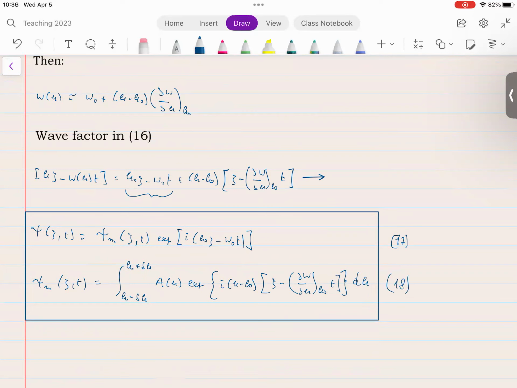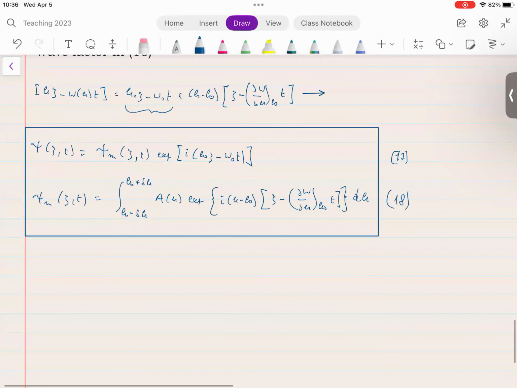Equation 17, psi is a wave packet. It's carried by a carrier wave with frequency omega 0 and wave number k0 that is modulated by the amplitude function psi sub m. So psi sub m, the m stands for modulation, is a function of zeta and t. And here is the key step, so pay close attention.